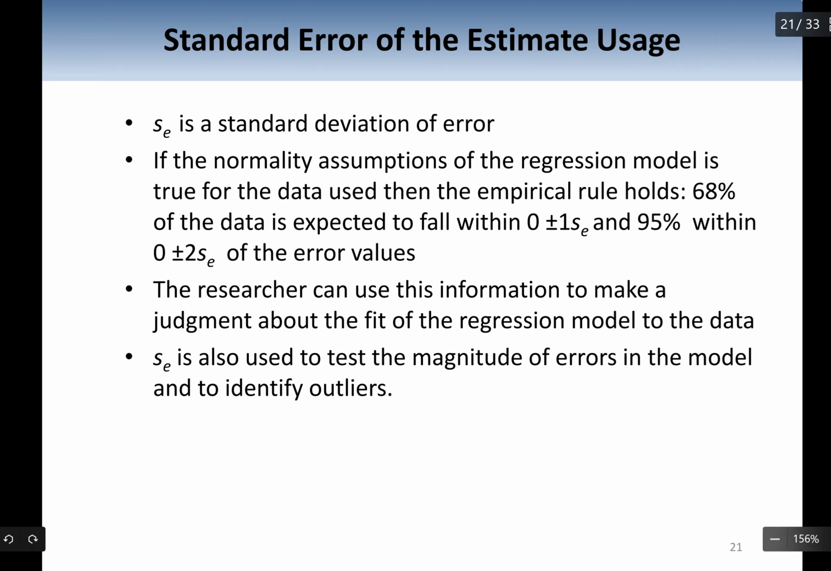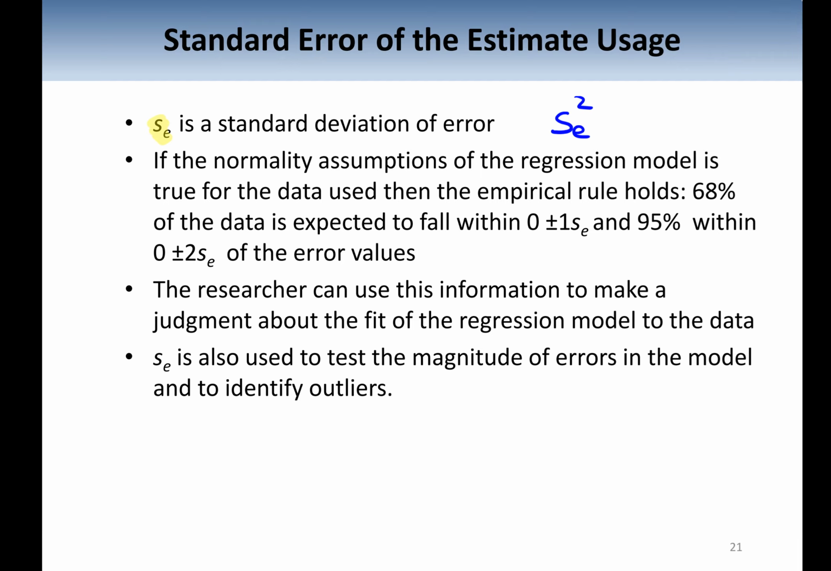Okay, so we've been looking at different ways to assess the fit of the regression model. We looked at residual plots, and another way to assess the fit of the model is the standard error of the estimate. So we denote S sub E as the standard deviation of error. And if we wanted the variance of the error, we would do S sub E squared. We'll get to the formula in just a moment.